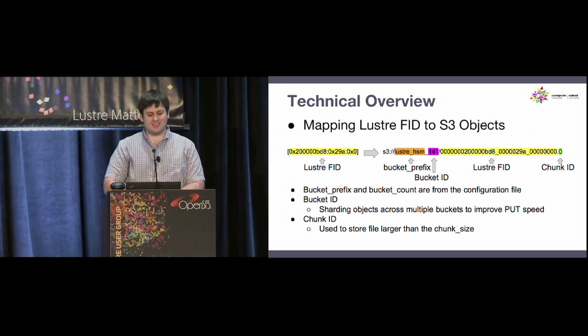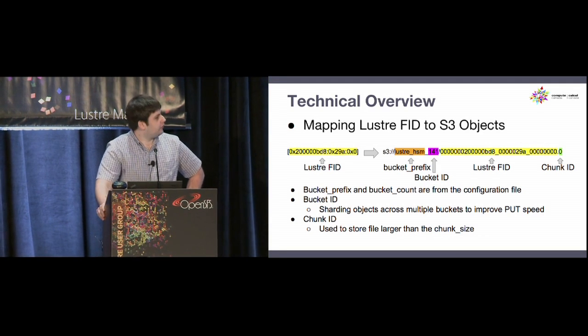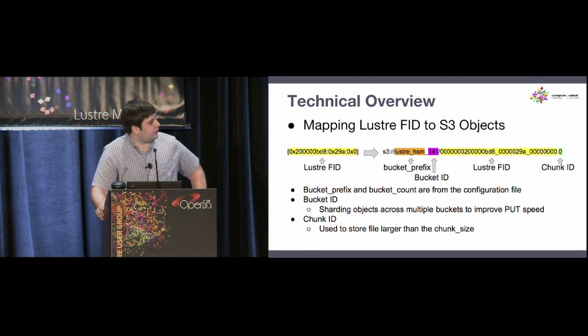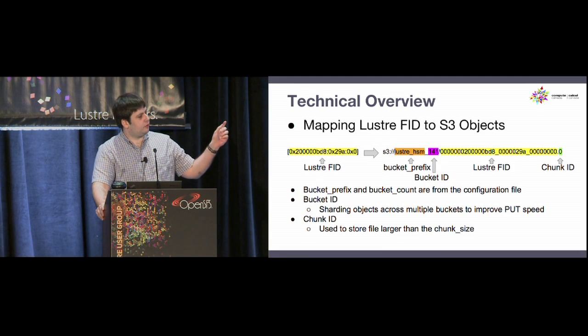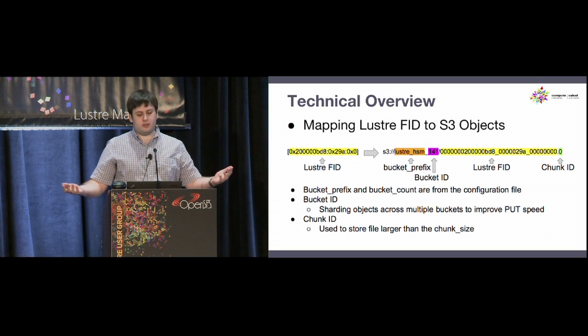So we use the Lustre file ID to identify each object on the S3 bucket. In the path, we have the bucket prefix that is only there to have multiple HSM Lustre storage systems storing their HSM objects on the same gigantic storage, so you can have all your HSM archive and somebody else in the same backend without any conflict.